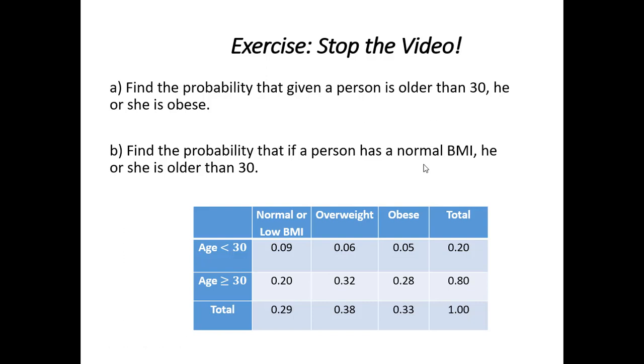Okay, just to practice this, once again, I suggest that you stop the video and try to find the probability that given a person is older than 30, he or she is obese. And as a second, find the probability that if a person has a normal BMI, he or she is older than 30.